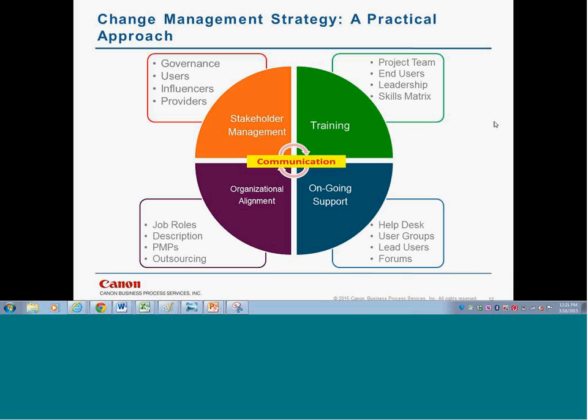I want to move over to training. Training is pretty self-explanatory. There's only one area that I want to highlight that I believe gets overlooked, and that's the project team. There's a lot of focus and attention that gets placed on training our end users. But the initial change catalyst and change agent on a project comes from the project team. Make sure your project team has the skills that they need not only to execute their role in configuration or process design or whatever it might be as part of the project, but so that they understand how to be a change agent, because they're the front line.